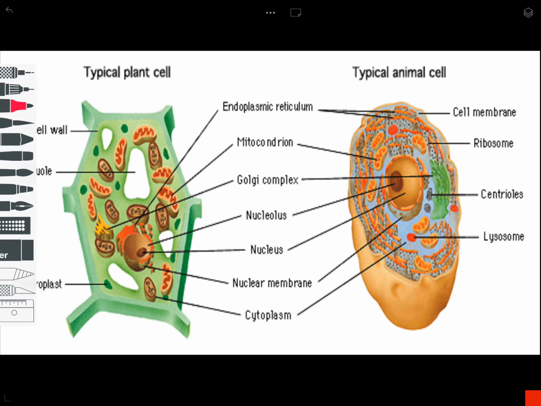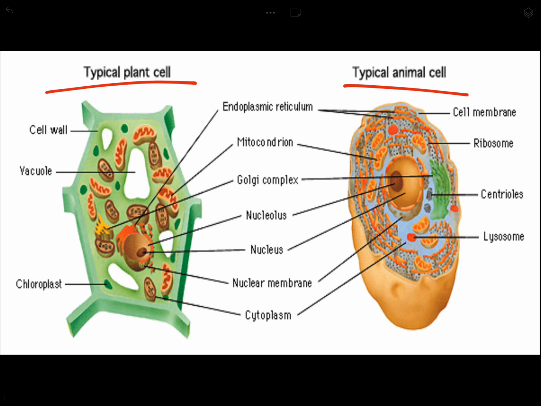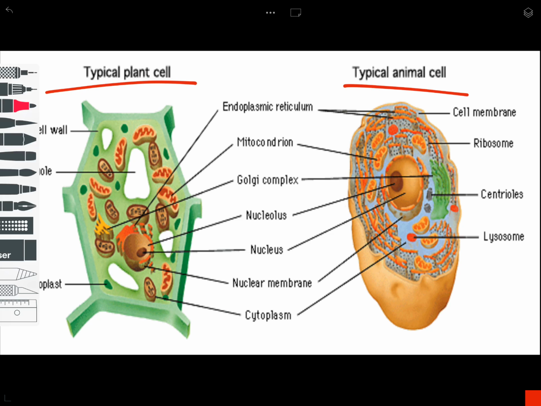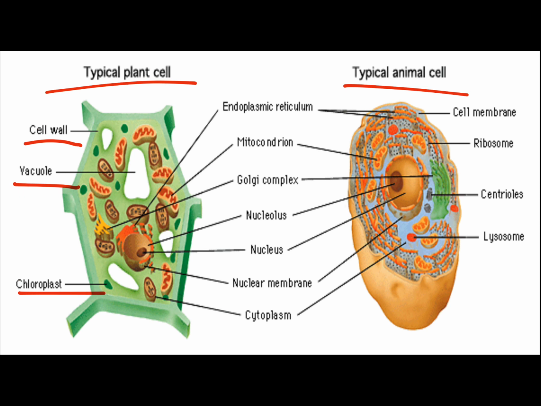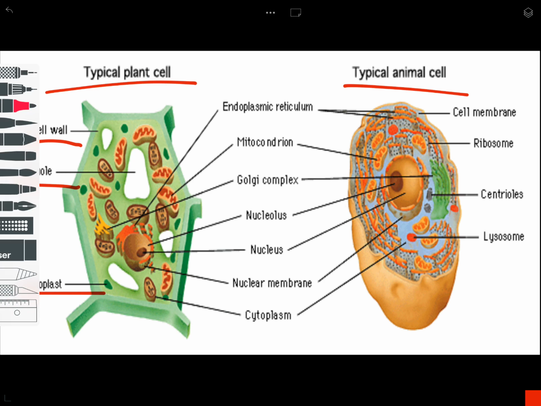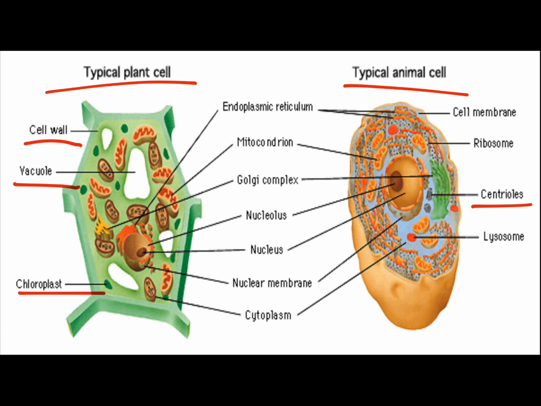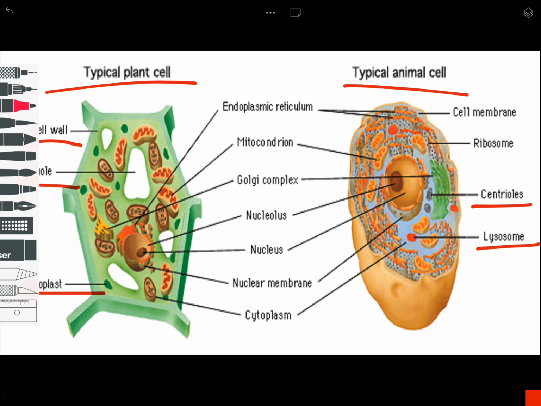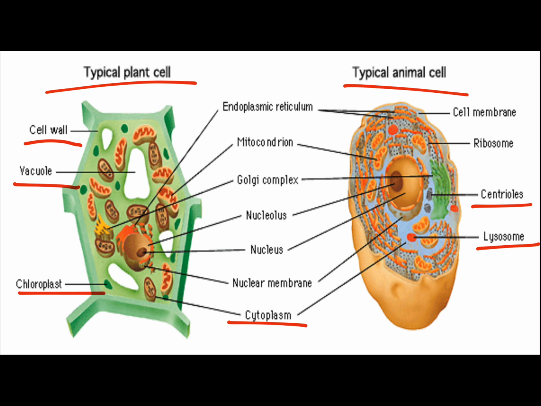Here are two types of cells. Here on the left, you can see the characteristics of a plant cell, and the features that plant cells have in common are a cell wall, a vacuole, and a chloroplast. And on the right, you can see features that are common only to animal cells. For example, they have centrioles and lysosomes. But both cells have a cytoplasm, a nuclear membrane, a nucleolus, and a nucleus.